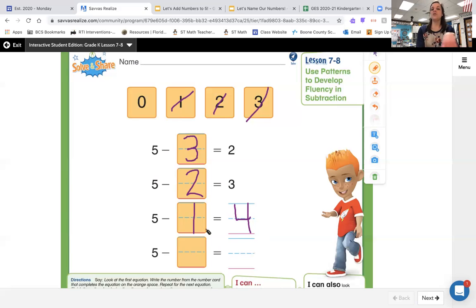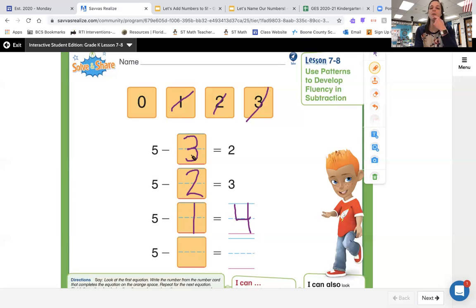Ooh, I'm noticing 2 number patterns. Look right here. On the orange boxes, we're counting backwards: 3, 2, 1. On the other side of our equal sign, we're counting forward: 2, 3, 4. So what do you think our next answer will be? Maybe 5, the number that comes after 4.